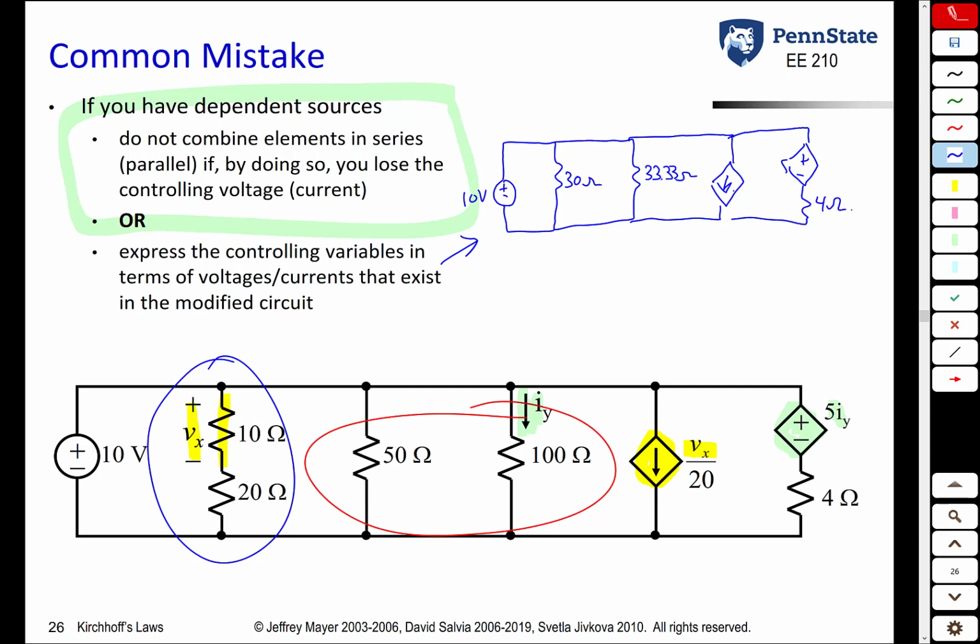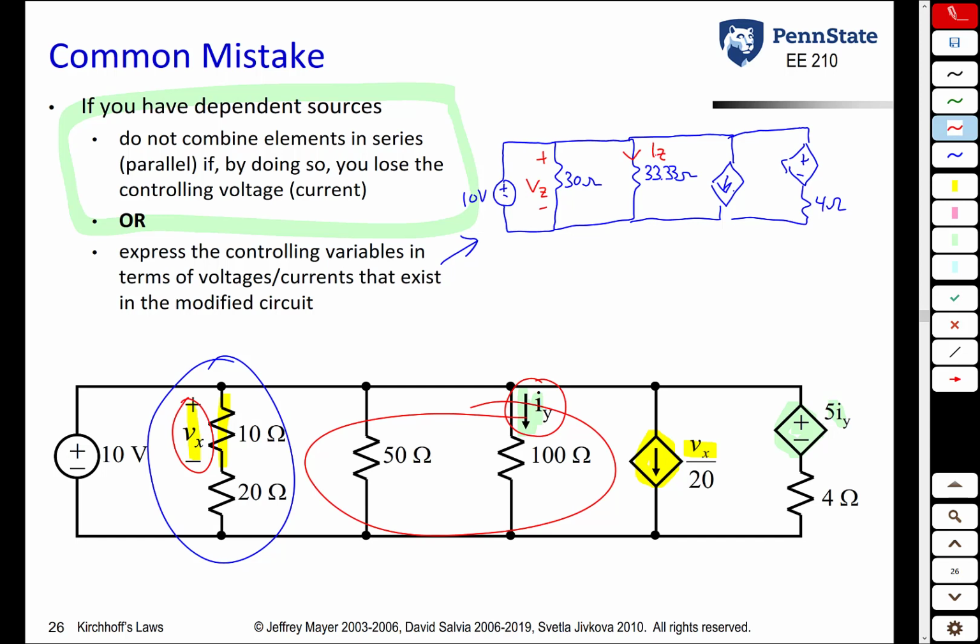But this is where things get tricky. We no longer have Vx. Vx is the voltage across the 10 ohm resistor. The 10 ohm resistor no longer exists. Instead, we have this voltage, we'll call it Vz. It's a voltage across this two resistor combination. Likewise, we no longer have this current Iy. Instead, we have the current through this two resistor combination. Let's call that Iz.